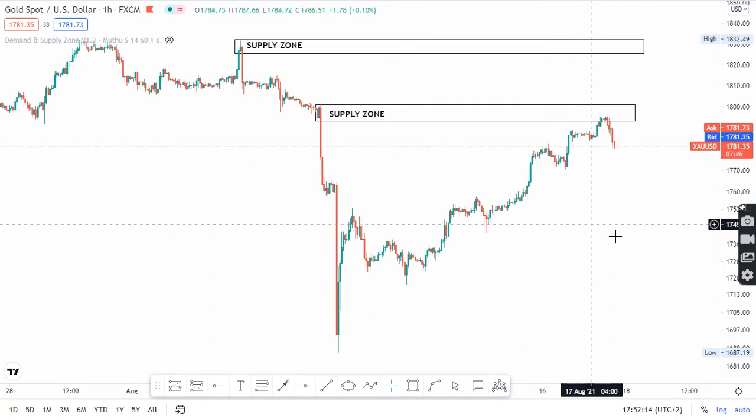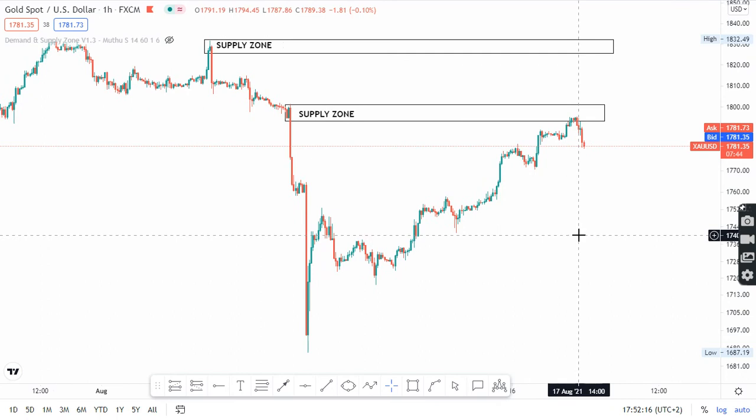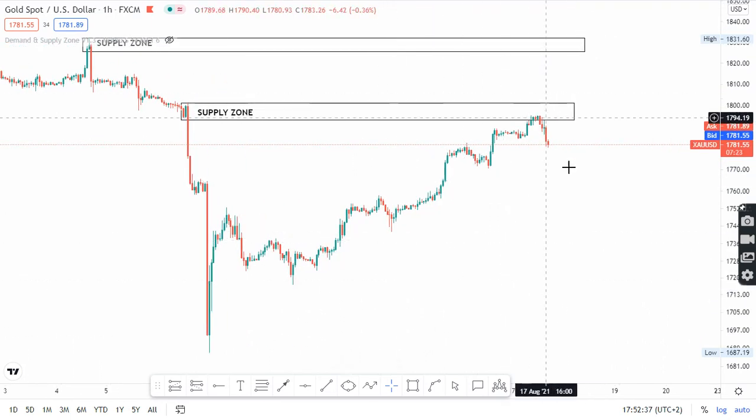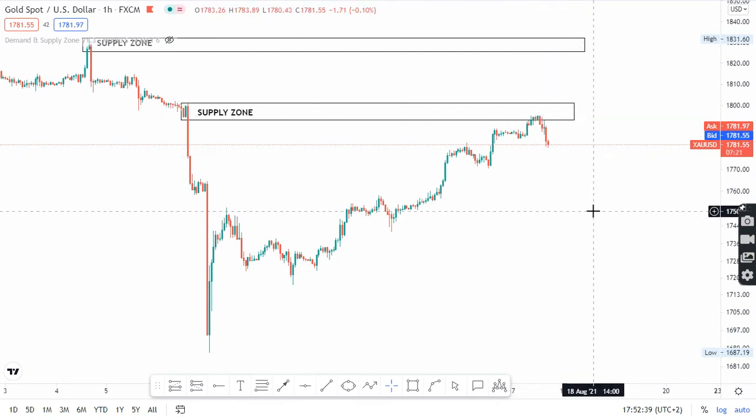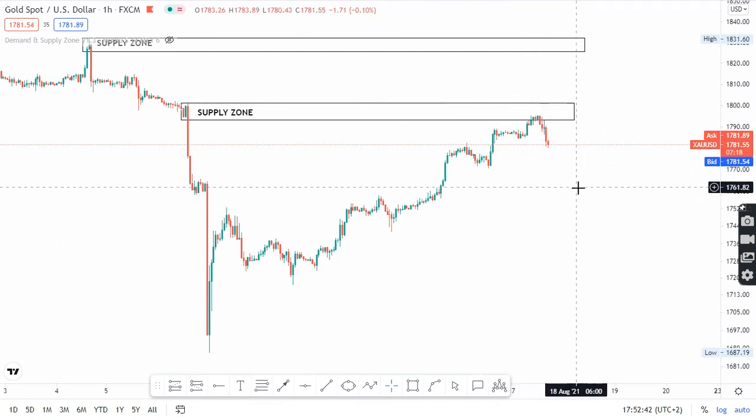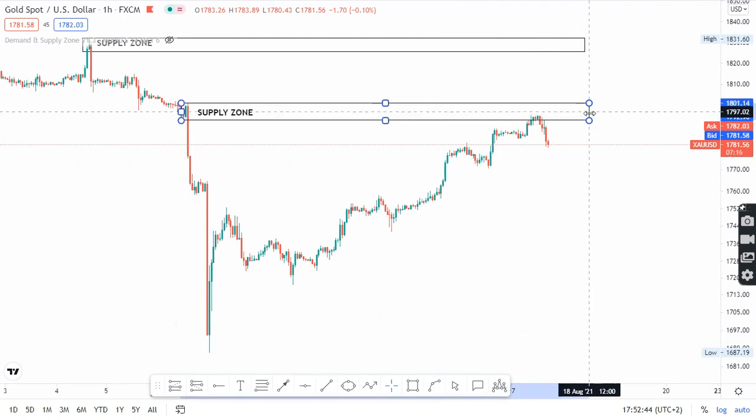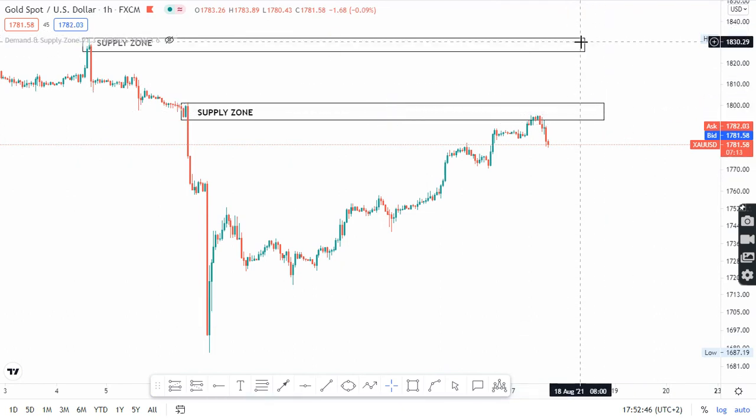So what's the other one? We have a big move away from the zone, we have price staying not for a long time at that particular level, and we have overlapping supply. And the fifth one is freshness of the zone. Is this zone fresh or not? As you can see, this is a nice fresh zone. Look, this zone has not been touched. Therefore, it's a nice fresh zone and it's tradable.